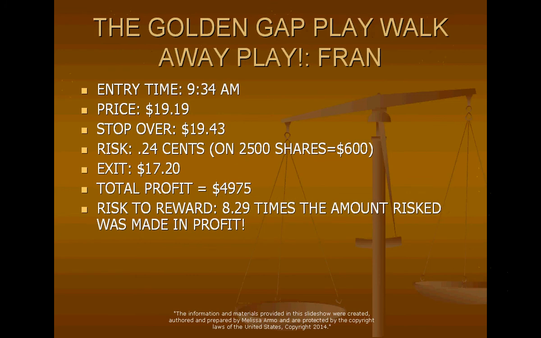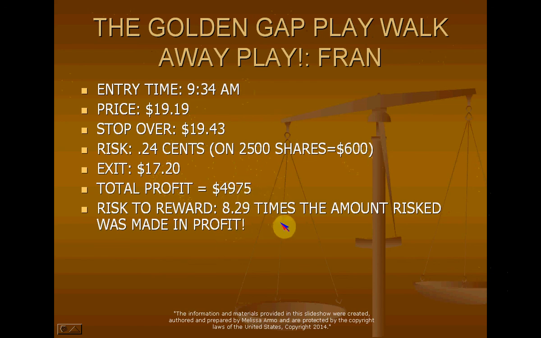Now, here is if you took the play, you just walked away. So not, I'm taking the first play, I have things to do. You took the trade at 934. Price was 1919. Stop was 24 cents. You took it and you walked away and you came back 2 o'clock in the afternoon, 3 o'clock in the afternoon, whatever. You had things to do. You came back home. You could have just walked away in this play with the stop in so you don't lose more than this. And you made almost $5,000.